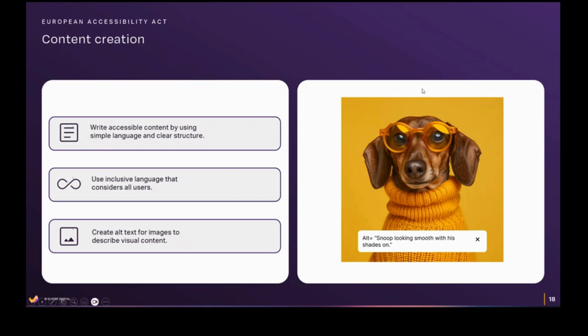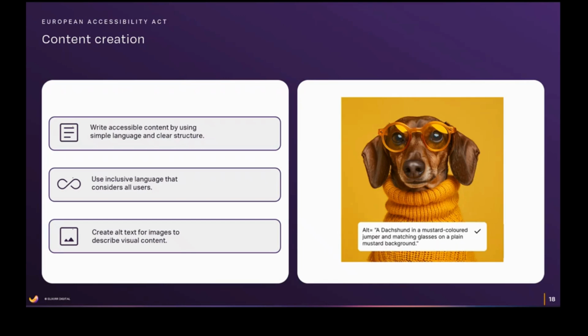Even worse than that is the lazy version of not even attempting to update the alt tag, and it will just say "insert description here." Something to really aim for with alt tags is being as descriptive as possible: "A dachshund in a mustard coloured jumper and matching glasses on a plain mustard background." That really gives the full description, from a screen reader, of what we are looking at in that image.